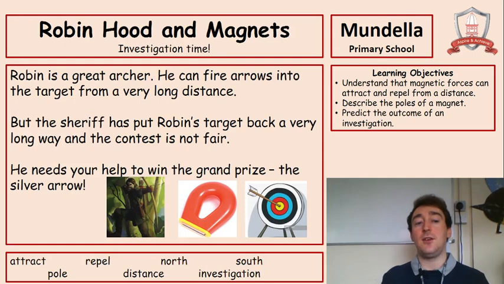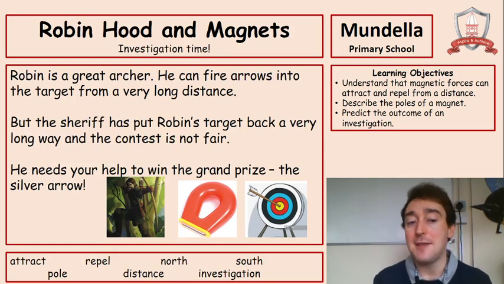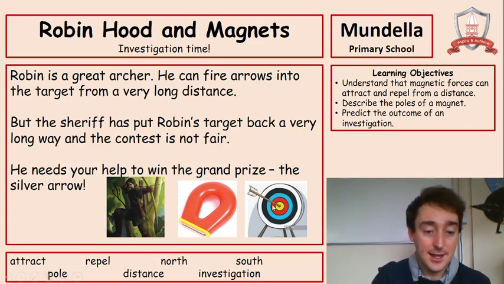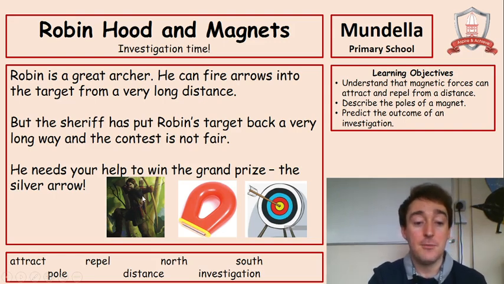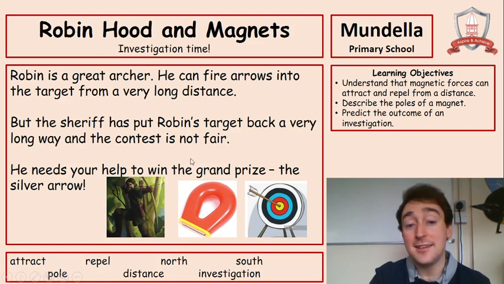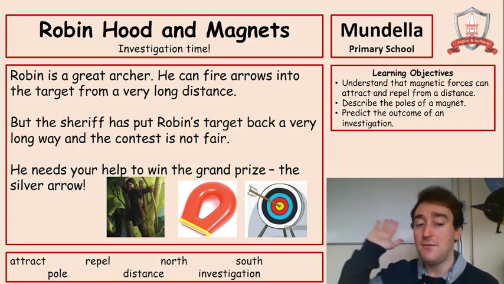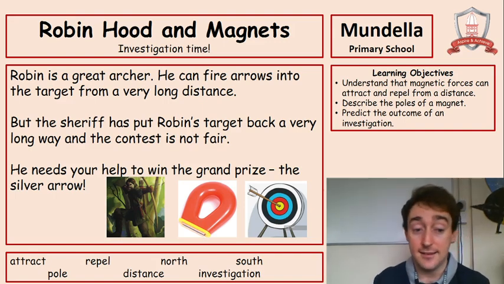Okay, now what are we going to do this week then with Robin Hood and magnets? Well, as we know from the picture there, with him holding the bow and arrow, the long bow, Robin Hood is a great archer. He's very accurate when he shoots at a target, and he can fire from a very long distance too. But the sheriff has made it very unfair for him, and he's put Robin's target back a very long way, a long distance, and the contest is not fair.